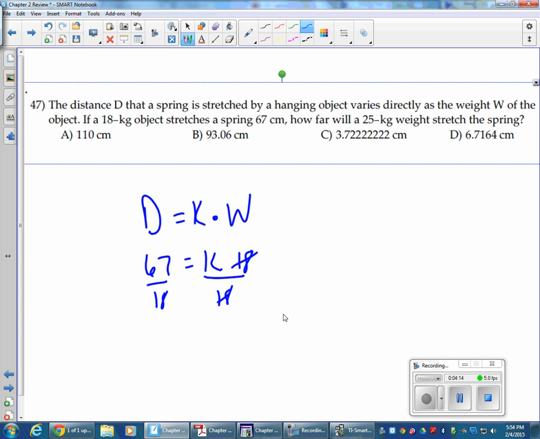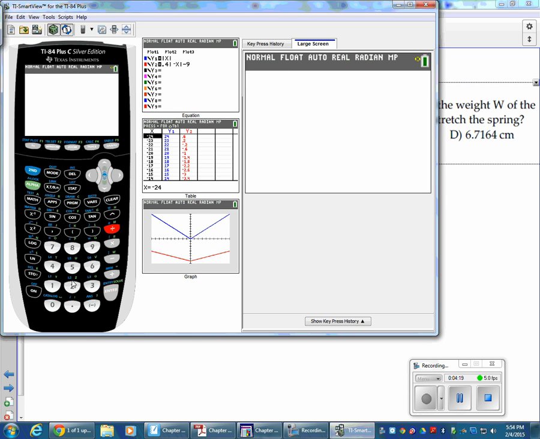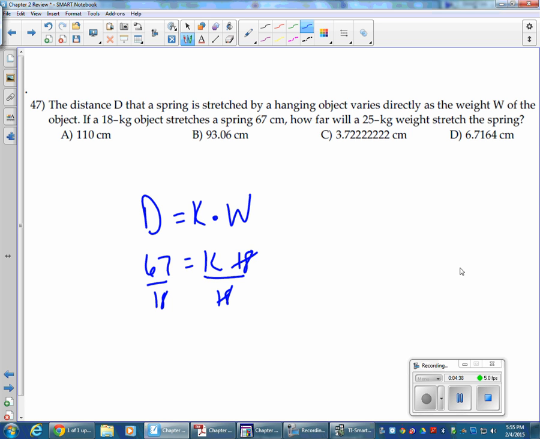K is, and this is probably going to be a decimal, 67 divided by 18. That's about 3.7. I'm going to leave it 67 over 18. I don't think that reduces. I'm just worried that if you put 3.72, it probably would work out, but I just hate to round and then be rounding my answer. So I'm going to leave it 67 over 18. So the distance equals 67 over 18 times W. How far will a 25 kilogram weight stretch? So if the weight is 25, how far will it stretch?